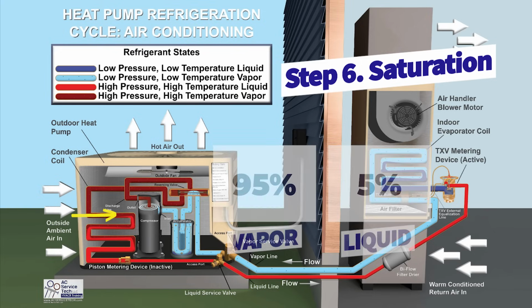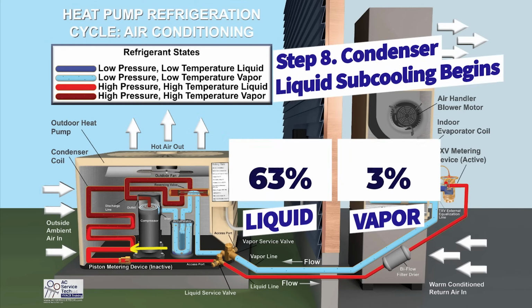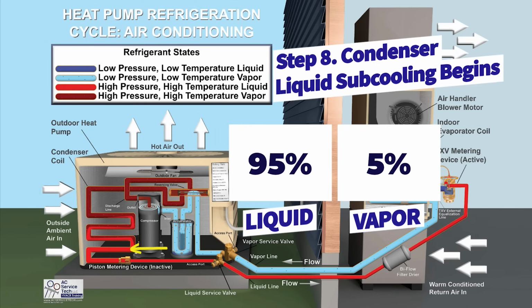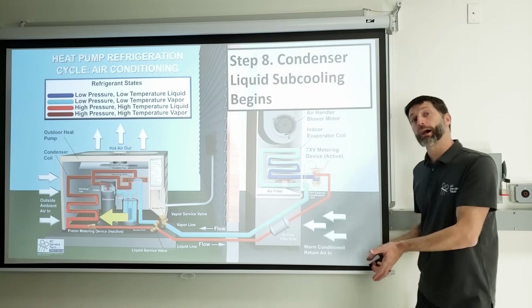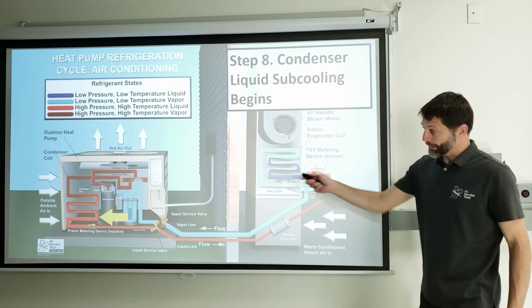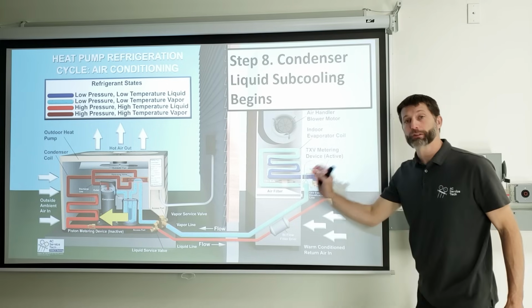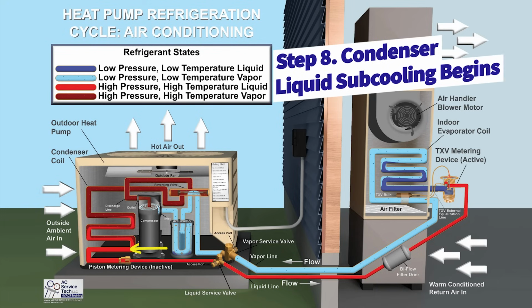And then as it moves through, say in the center of the coil, you have a 50-50 mixture of vapor and liquid refrigerant. And then after it comes over towards the bottom of that coil, you have, say, 95% liquid and 5% vapor. And so during that whole time, it's at 105 degrees, which is higher in temperature than the outdoor air crossing the coil. And then after that, you have a fully liquid state. So the refrigerant has phase changed, and now subcooling begins.